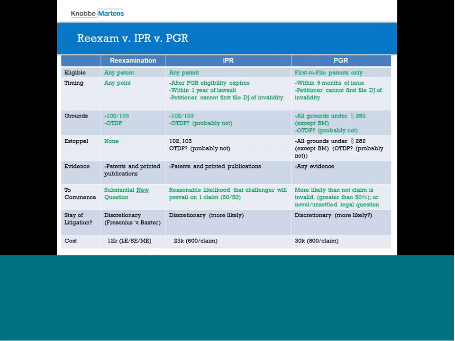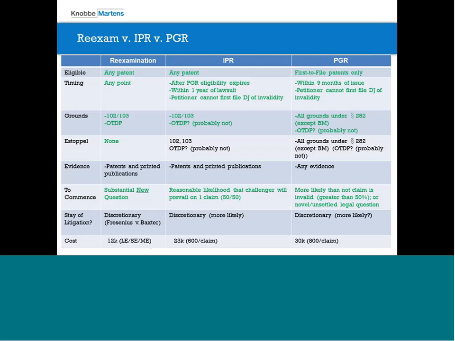items as well. For re-exam, you've got a substantial new question of patentability, so relatively low. For IPR, it's a reasonable likelihood that the challenger will prevail on at least one claim. And the PTO is saying right now that's basically at least 50-50. And for PGR, the analysis is more likely than not that a claim is invalid, and so the PTO is saying that's greater than 50%, or a novel unsettled legal question.